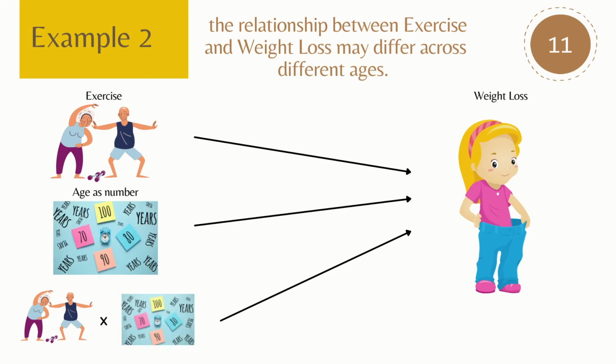In our second example, which can be very similar, we are looking at the number of hours you do exercise in order to lose weight, and the moderator is age as a number, which means that the relationship between exercise and weight loss may differ across the different levels of age, meaning the younger people might lose weight faster by doing exercise versus, let's say, the older population.